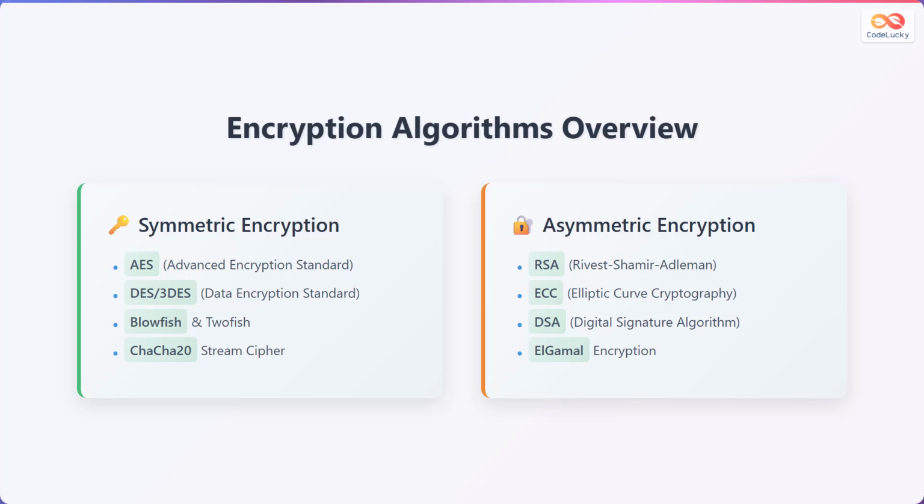Asymmetric encryption, on the other hand, uses a pair of mathematically related keys. RSA, named after Rivest, Shamir, and Adleman, remains the most popular asymmetric algorithm. Elliptic curve cryptography, or ECC, provides equivalent security with smaller key sizes, making it efficient for mobile devices and embedded systems.